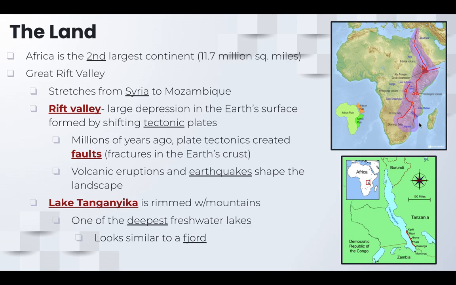And then Lake Tanganyika is a lake that is rimmed with mountains. It's located between Zambia and the Democratic Republic of the Congo, so it's right in this area here. It even says Lake Tanganyika right there on the map. It's one of the deepest freshwater lakes, and it actually looks kind of like a fjord because there are a lot of really steep cliffs along it.